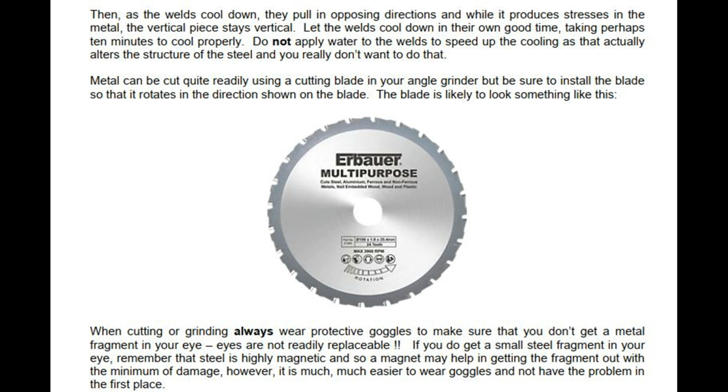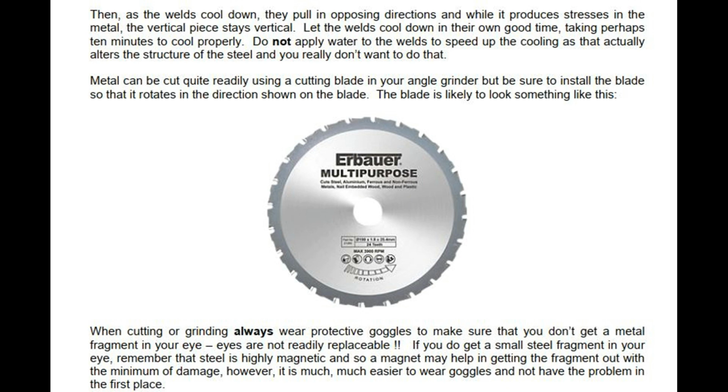If you do get a small steel fragment in your eye, remember that steel is highly magnetic and so a magnet may help in getting the fragment out with the minimum of damage. However, it is much easier to wear goggles and not have the problem in the first place.